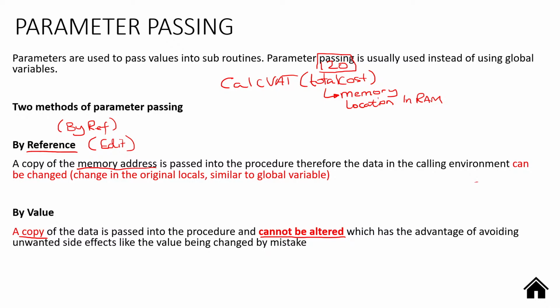Now, the reason why I'm stressing this point is because I see students write correct examples for passing by reference and passing by value, but they've got them the wrong way round. And if that happens, we can't award you the marks. So remember, by reference is the address, by value is a copy.